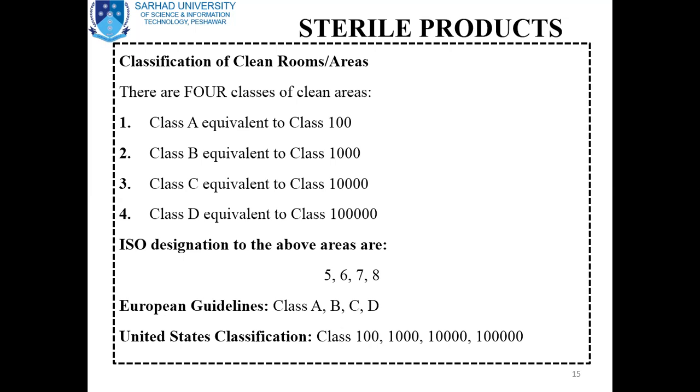That is clear, and there is no need for confusion. We can classify the clean rooms into four basic classes according to the European guidelines: class A, class B, class C, class D. According to the ISO designation, these four classes are 5, 6, 7, and 8 respectively. While according to the United States classification, these four classes of clean areas or clean rooms are class 100, class 1000, class 10,000, and class 100,000.